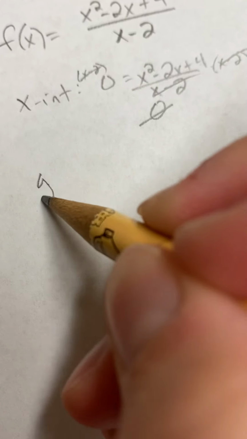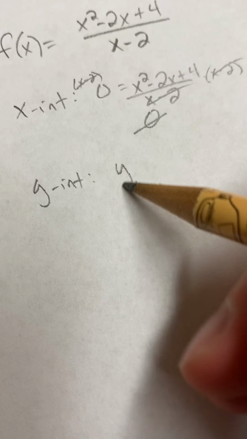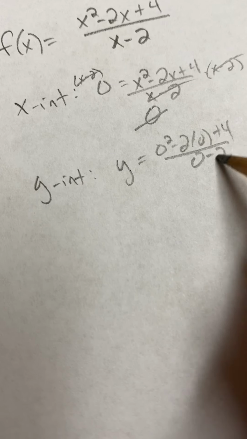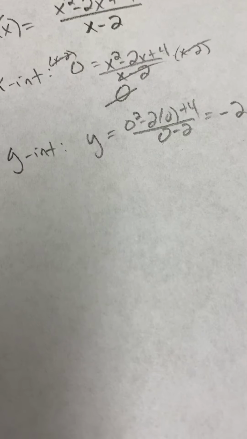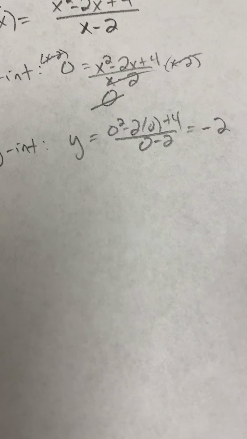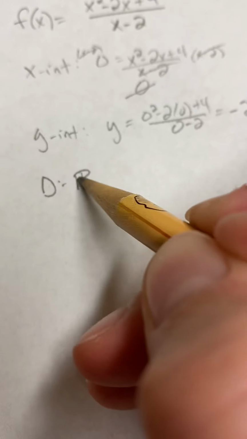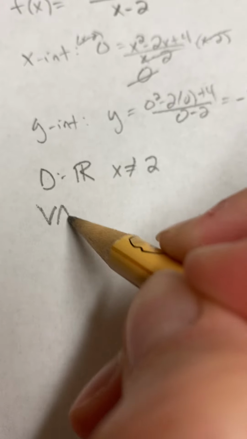All right, next we're going to look at y-intercepts. We find y-intercepts by plugging in 0 for x. And I believe we will get -2. Sounds right. Okay, so I'm going to start this graph over here. And all we know so far is that we have a y-intercept at -2. The domain of this function is going to be all real numbers except 2. And the reason we can't have 2 is we have a vertical asymptote there.